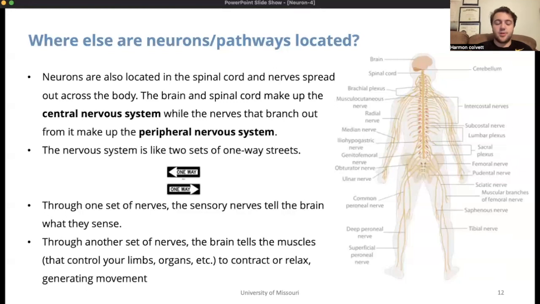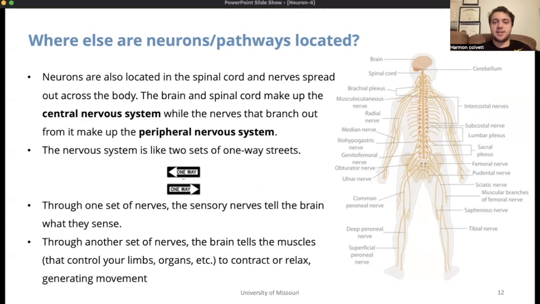Next, this is kind of the point where we start putting everything back together. So going back to the brain, we can zoom out more. We have the central nervous system and the peripheral nervous system. The central nervous system is just the brain and the spinal cord. Peripheral nervous system is everything else. The main story of this is the nervous system has 2 sets of one-way streets. What do I mean by that?